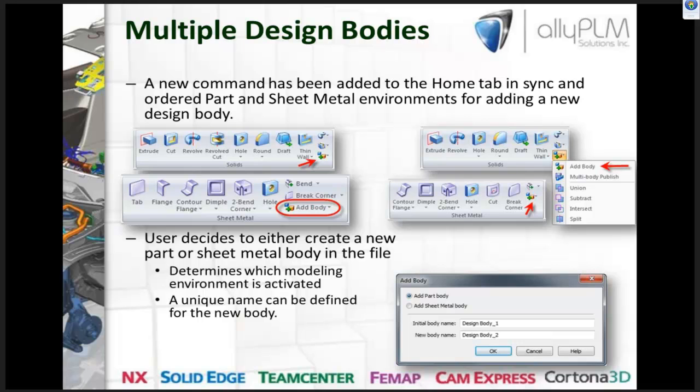A new command has been added to the Home tab. The user decides to either create a new part or sheet metal body in the file. You're able to create a new body in an empty file. This enables you to start an empty part file, and then you can add a sheet metal body with no part body defined. And this also then enables you to switch to sheet metal in an empty part file.